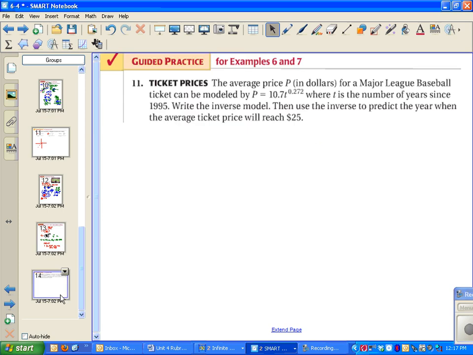And then for guided practice, you're doing the same thing. It's just a little bit different math. You're still solving for T, so you want to find the inverse. So you're writing the inverse model, solving for T, and then you're using that inverse model to know when the average ticket price will reach $25. Well, baseball is less expensive.